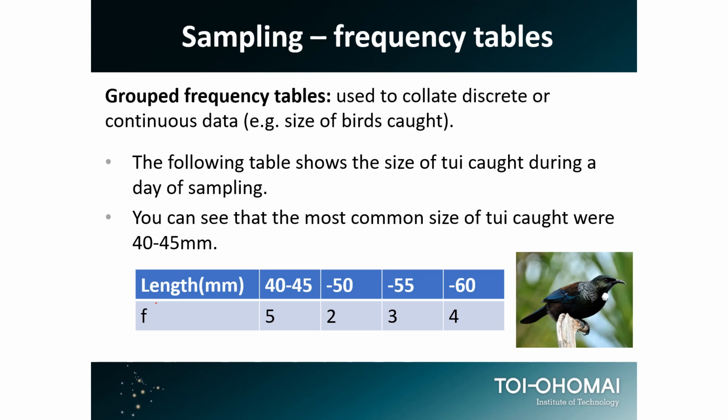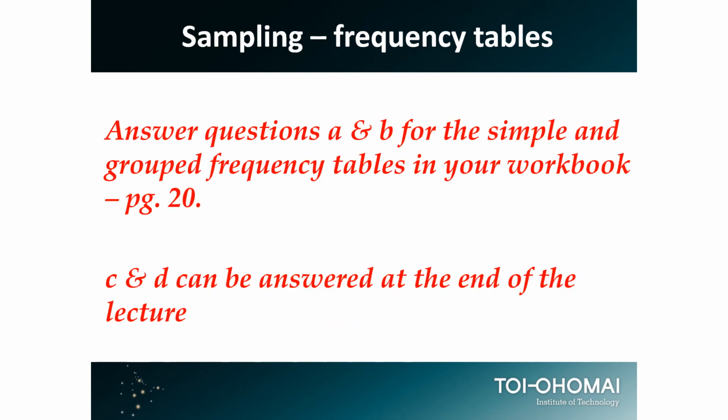And then you can do the same with the frequency, or the number seen. There were 5. You went and measured a bunch of them. You caught a bunch of them, and 5 of them were between 40 and 45 millimeters, 2 of them between 45 and 50 millimeters, 3 between 50 and 55, and so on. So now you can stop and go to the review and the questions in the book, and work on those.